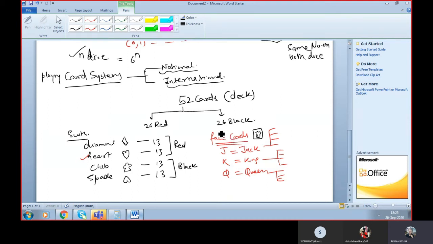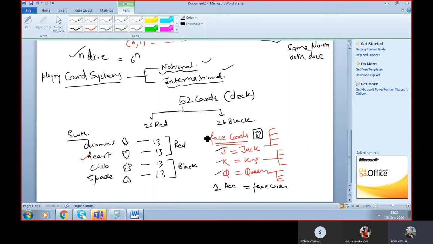But now here the difference lies between national and international. In the national cards, we use J, K, and Q as face cards. But in international cards, we also use ace. Ace means Ikka. That we also use as a face card. Now the question arises, how do we solve the question? If somebody asks you how many face cards are there, we should reply back.